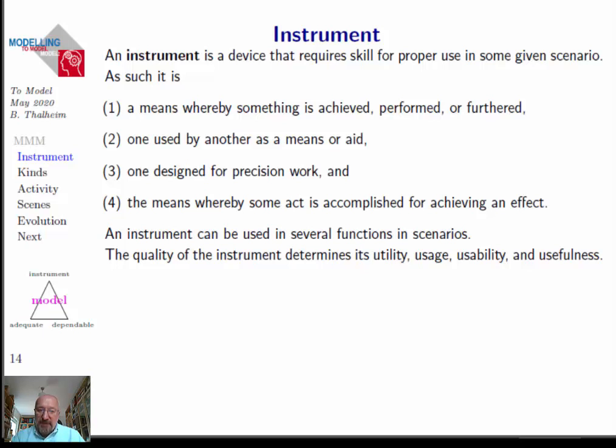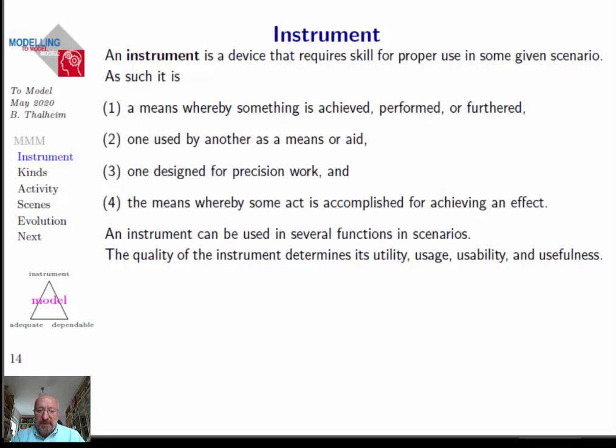As such, it is a means whereby something is achieved, performed, or furthered. Second, one used by another as a means or aid. Third, one designed for precision work. And fourth, the means whereby some act is accomplished for achieving an effect. This instrument definition, let's say this instrument notion, is of course not covering all possible cases of instrument usage, but I think it covers the main instrument usage for models.